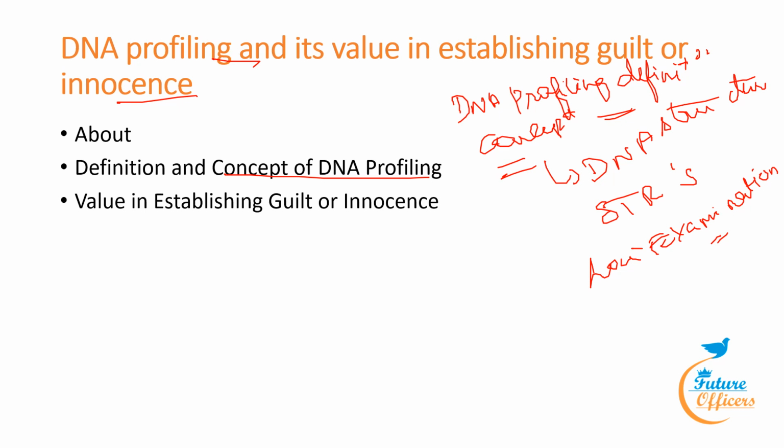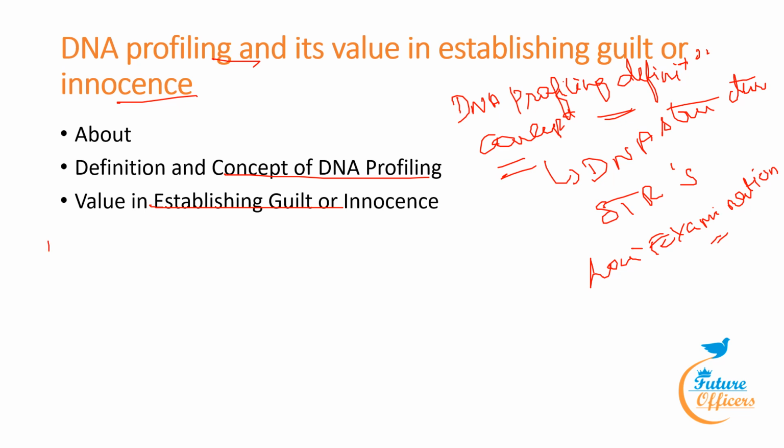Next, STR: DNA profiling focuses on short tandem repeats, which are repetitive sequences of DNA at specific locations. The number of times these sequences repeat varies among individuals, providing a unique DNA profile. In loci examination, that is location examination, in forensic DNA profiling, a few specific loci are chosen to create a DNA profile. By comparing these loci, forensic scientists can determine whether two DNA samples match. Next, the value in establishing guilt or innocence.